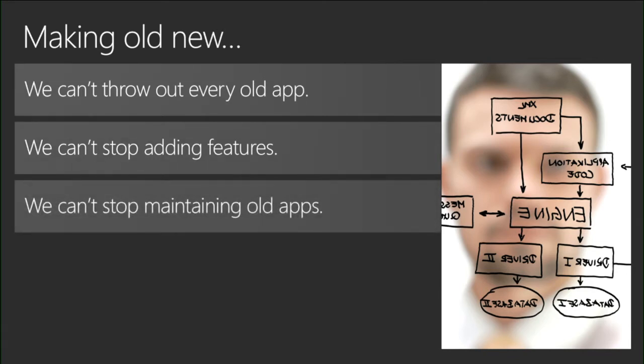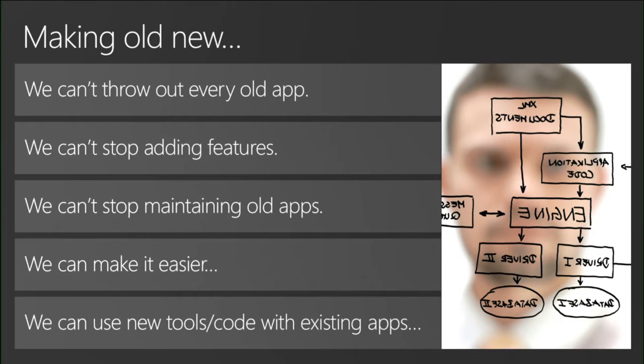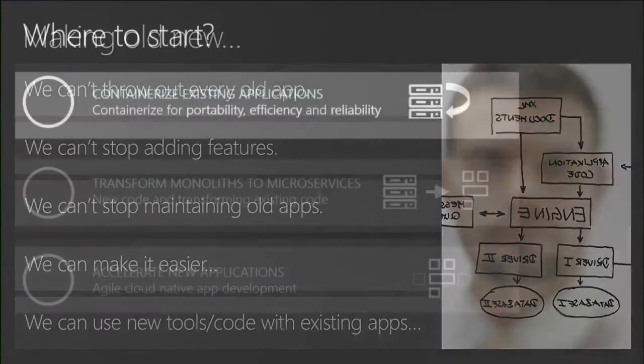We can't stop monitoring it, securing it, updating it, patching it, making it accessible, whatever the requirements that come in. But we can make it a lot easier to do these things. We can make it a lot easier to maintain these apps. And we can start to use new tools and new code and new practices as we add those features and as we make those changes to the app. And so we'll talk about some of those patterns today. The session I just gave earlier today with Scott Hunter talked about some of those as well. So if you didn't catch that one, that's a good one to watch as well.